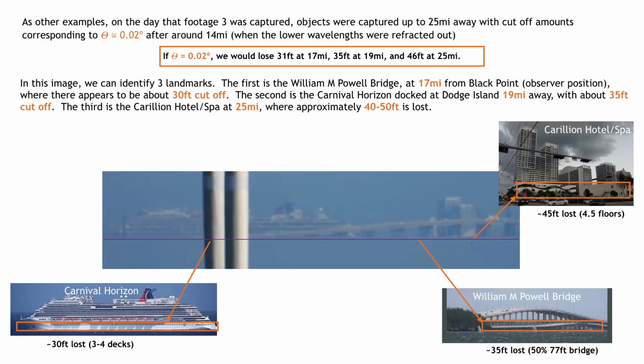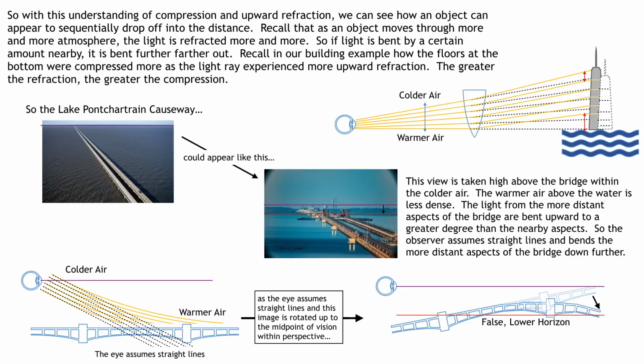Powell Bridge, you can count the pylons. You can see the apex of the bridge in the center photo and how it slopes downward, and you can count about 8 pylons worth. And when you count those 8 pylons within the closer up photo, you see that roughly about half the bridge is cut off, or about 55%. This is a 77-foot bridge, and this corresponds to a cutoff amount of roughly 35 feet. So again, this is corresponding almost exactly to a 1 arc minute resolution loss within the compressed lower visual field.